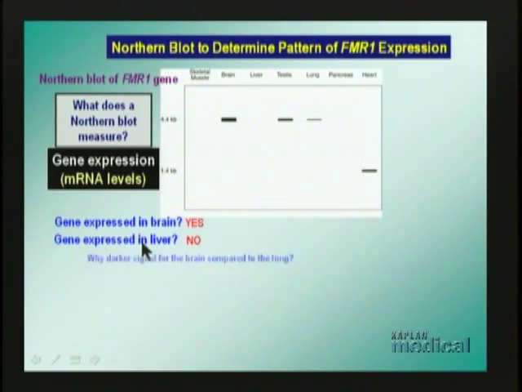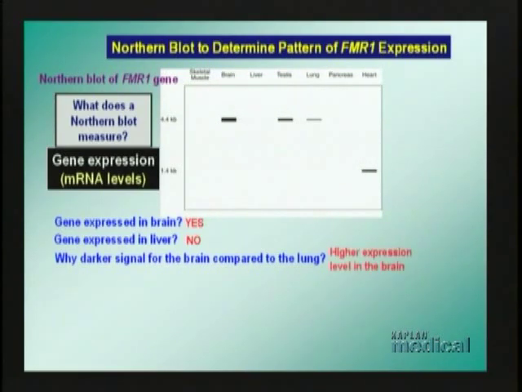Next question. Why the darker signal for the brain compared to the lung? So you go over here to the brain, notice how this brain band is much thicker than the band in the lung. Why is this one darker compared to the one in the lung? And the answer is the higher expression level in the brain. Again, what does a northern blot measure? It measures messenger RNA levels. So what this is saying is the brain has much more messenger RNA for FMR1 compared to the lungs.